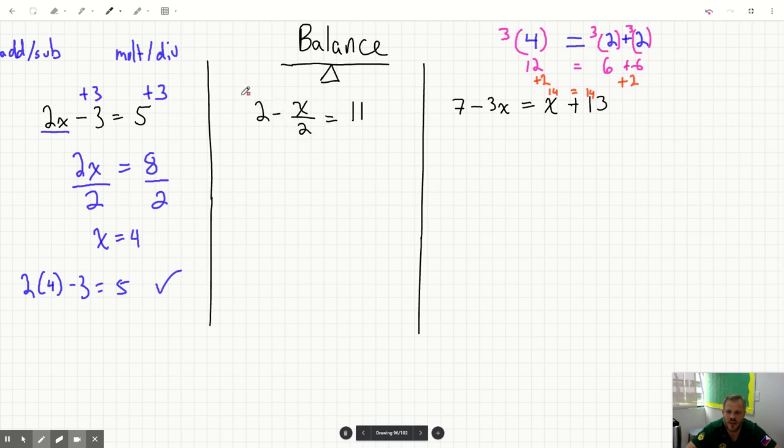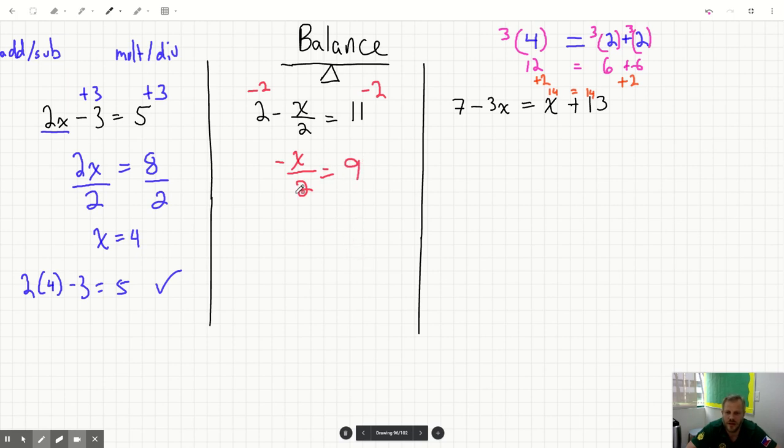Or we could go ahead and subtract the 2 here. Okay, this is kind of like adding 2 because it says 2, so it's the same as plus 2. So if I subtract 2 here, then I subtract 2 here, right? Now I'm going to end up with 0 minus x over 2. So this is minus x over 2. Don't need to write the 0. And then when you subtract 2 from this side, which was 11, we get 9.